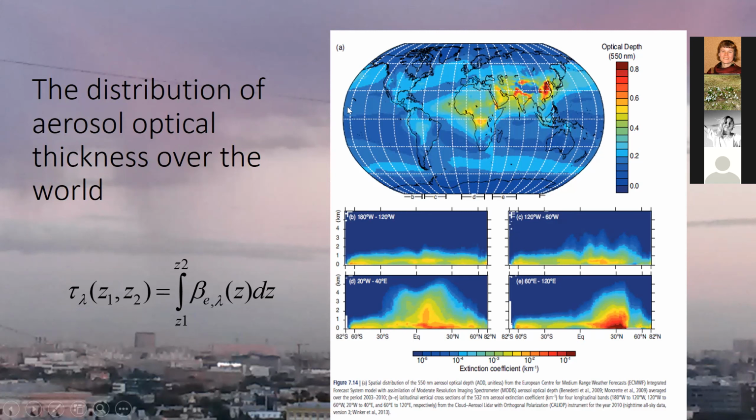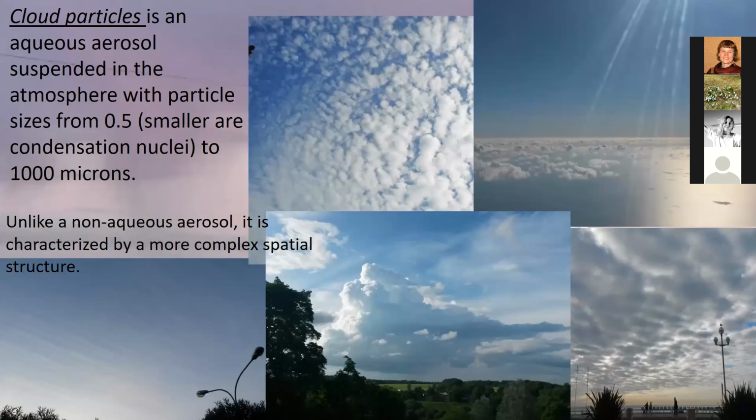However, we have some other features, and the variability of aerosol properties can be very, very large, and the local effects of aerosol, even in Europe or in other countries, can be very, very significant. Just speaking very briefly about cloudiness, cloud is the aqueous aerosol suspended in the atmosphere with particle sizes from 0.5 to 1000 microns, and it is characterized, like non-aqueous aerosol, by a very pronounced, very complex spatial structure, which can be clearly seen from these pictures.